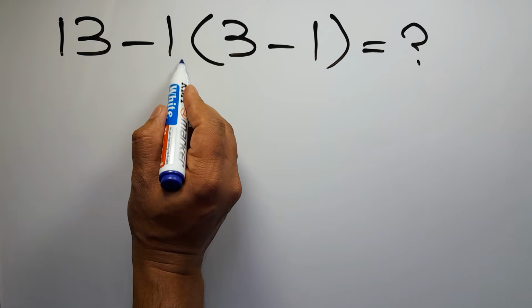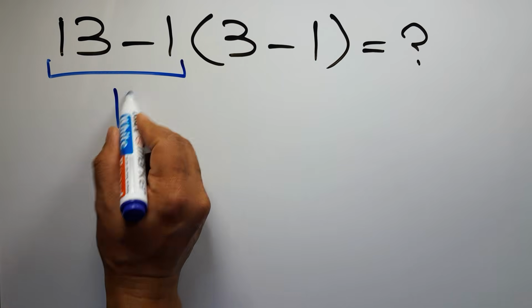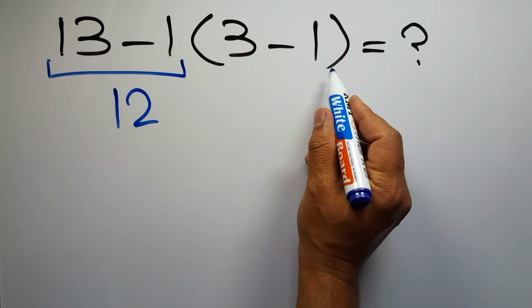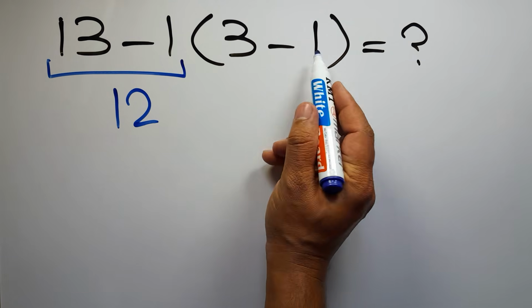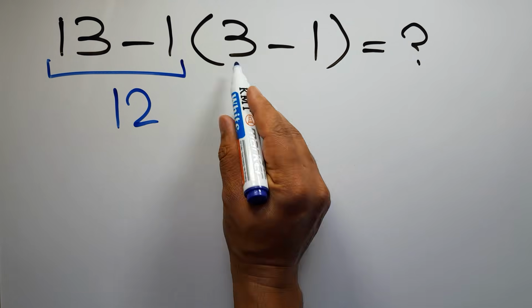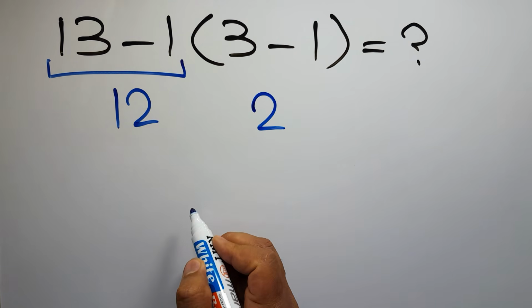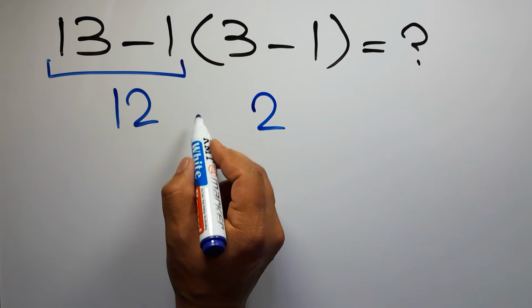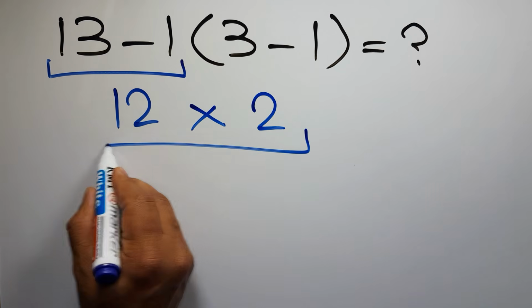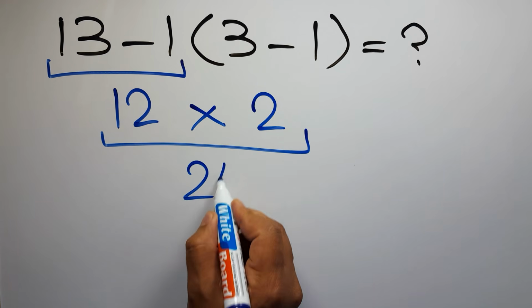13 minus 1 gives us 12. And inside this parentheses, we have 3 minus 1, which equals 2. So we have 12 times 2, which equals 24.